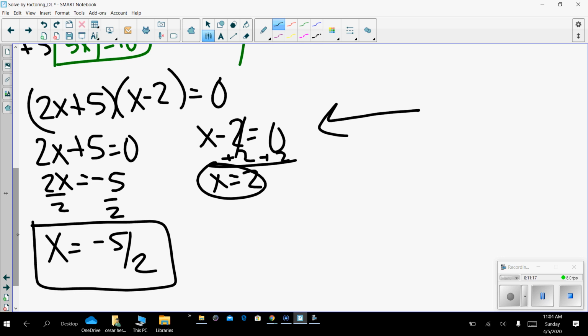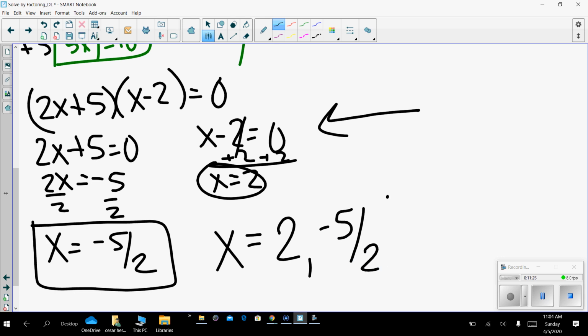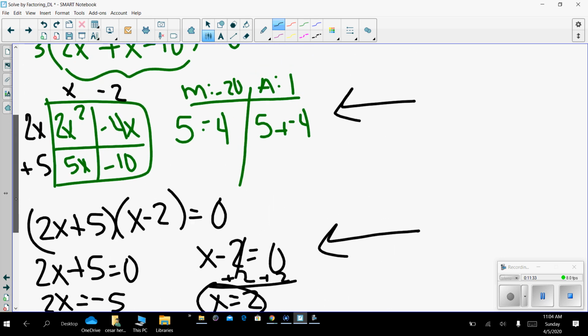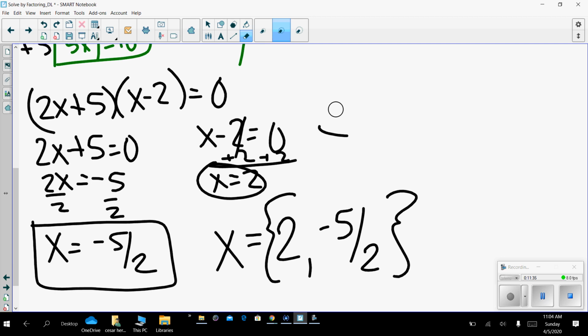Okay, so our two zeros are 2 and negative 5. And sometimes they write them this way. They write them 2 and negative 5 halves, and then they put them in this little form. Okay. It doesn't mean it's a point, it's telling you the two solutions. Okay, last one.